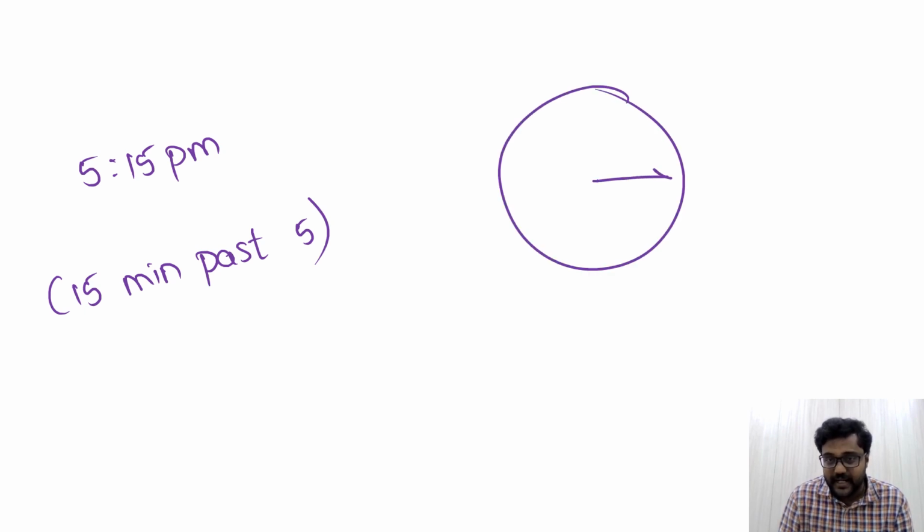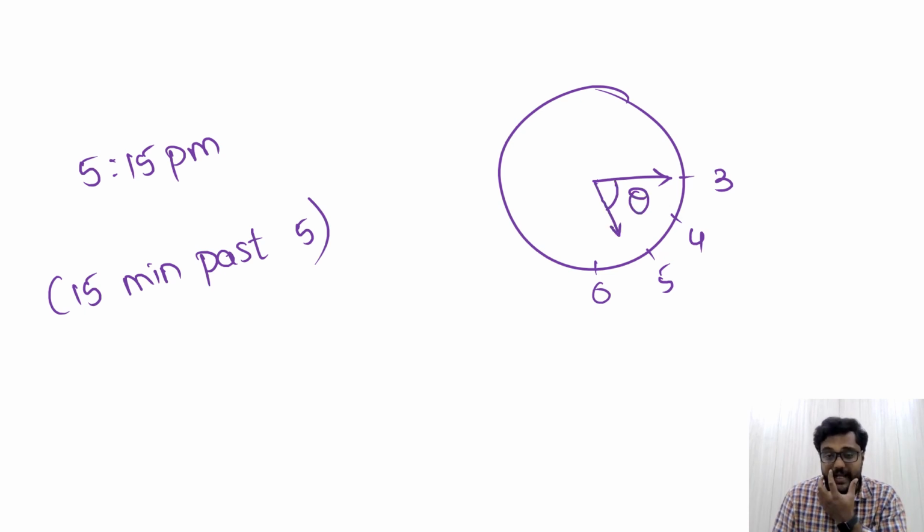The minute hand is exactly at 3. The hour hand is at 5, and slightly crossing that 5. At 5 o'clock the hour hand is exactly at 5, but at 5:15 it slightly moves away from 5. The angle between these two hands is what we have to calculate. That's what the angle between hands is.